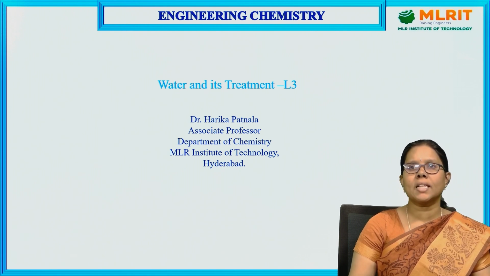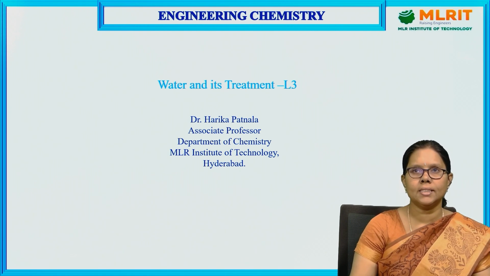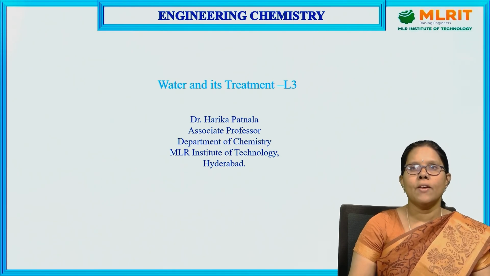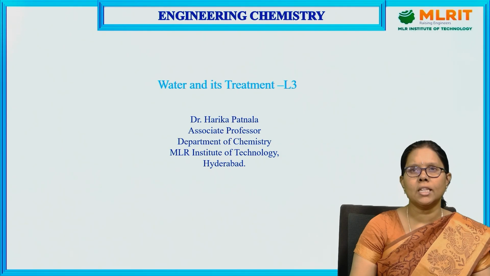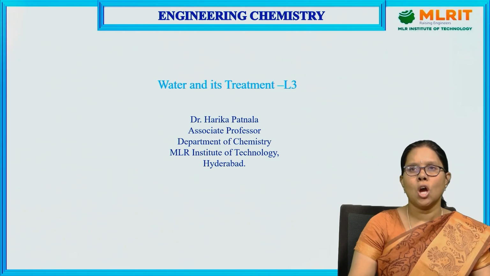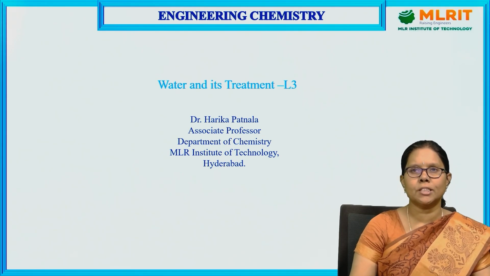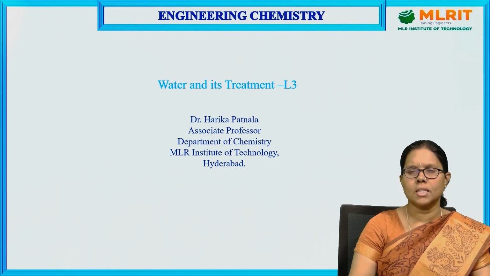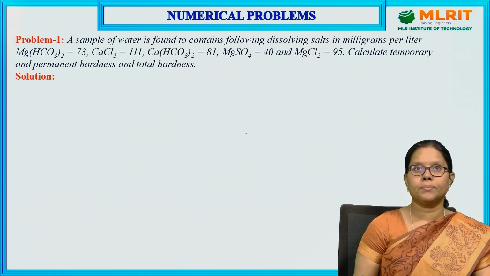In the previous class, we learned about hardness, types of hardness, units, and how every salt is converted in terms of CaCO3 equivalent. Today, we are going to discuss how to calculate the total hardness, temporary hardness and permanent hardness present in water samples. Let us see this.